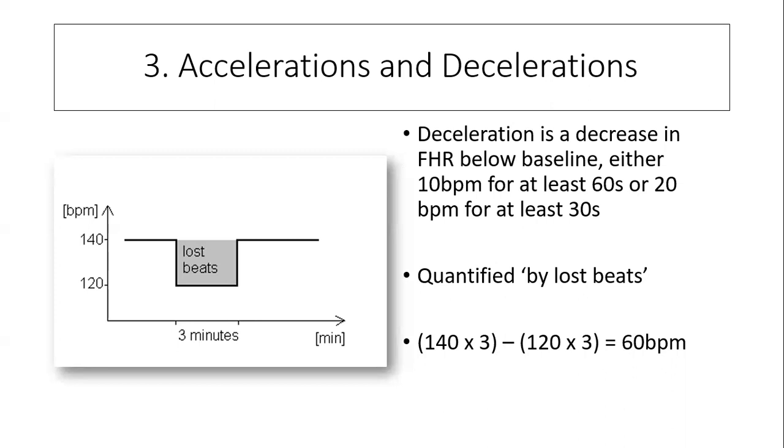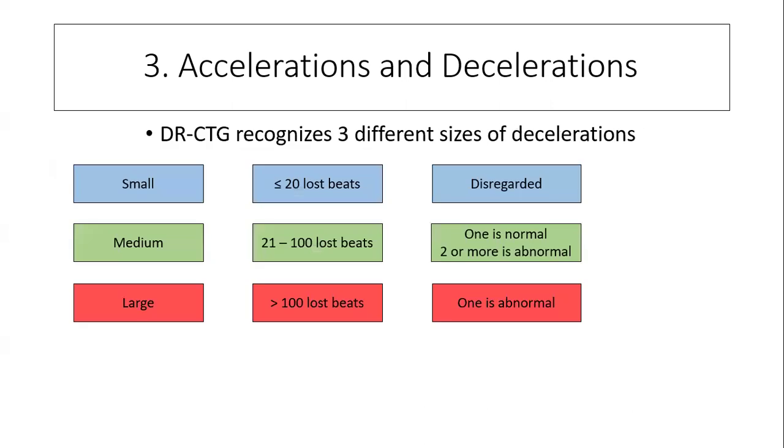The calculation of decelerations is based on lost beats. So a deceleration is classified as lost beats, so 10 beats per minute for at least 60 seconds, or 20 beats per minute for at least 30 seconds. So if you look at this analysis, if the heart rate was at 140 for 3 minutes, the number of beats would be 140 for 3 minutes. However, if the heart rate drops to 120, then for those 3 minutes, the number of beats was 120 for 3 minutes. So if you subtract the two, then you know that you lost 60 beats. And it is these lost beats that Dr. Redman uses to calculate decelerations.